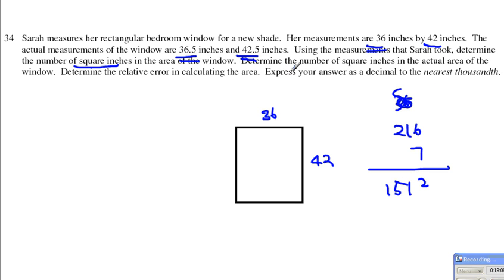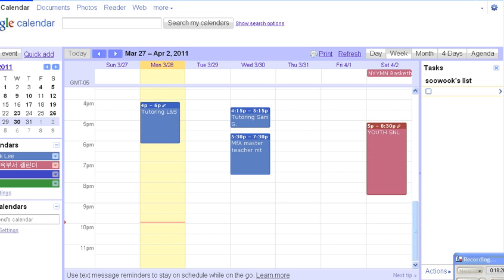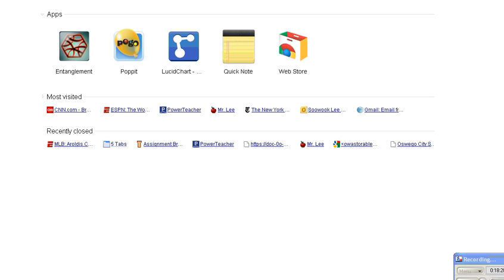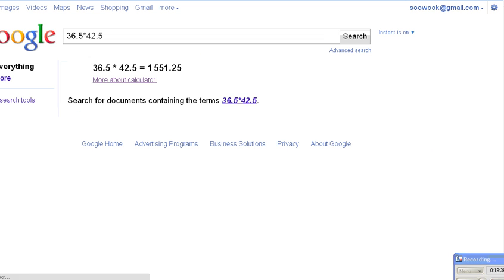But the question is to determine the number of square inches in the actual area of the window. So next we need to determine the actual value. What we're going to be doing is multiplying 36.5 times 42.5. I'm just going to borrow this one here. So we have 36.5 multiplied by 42.5.